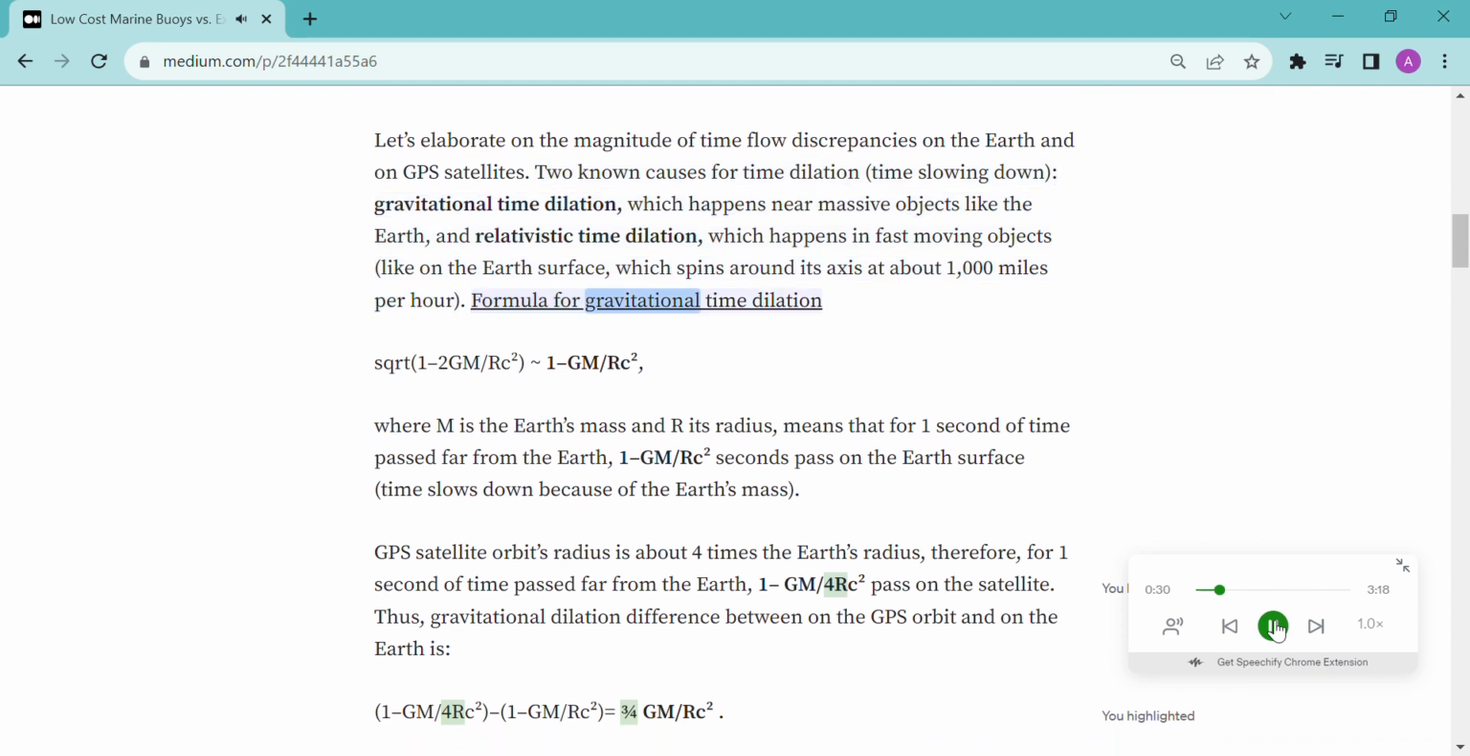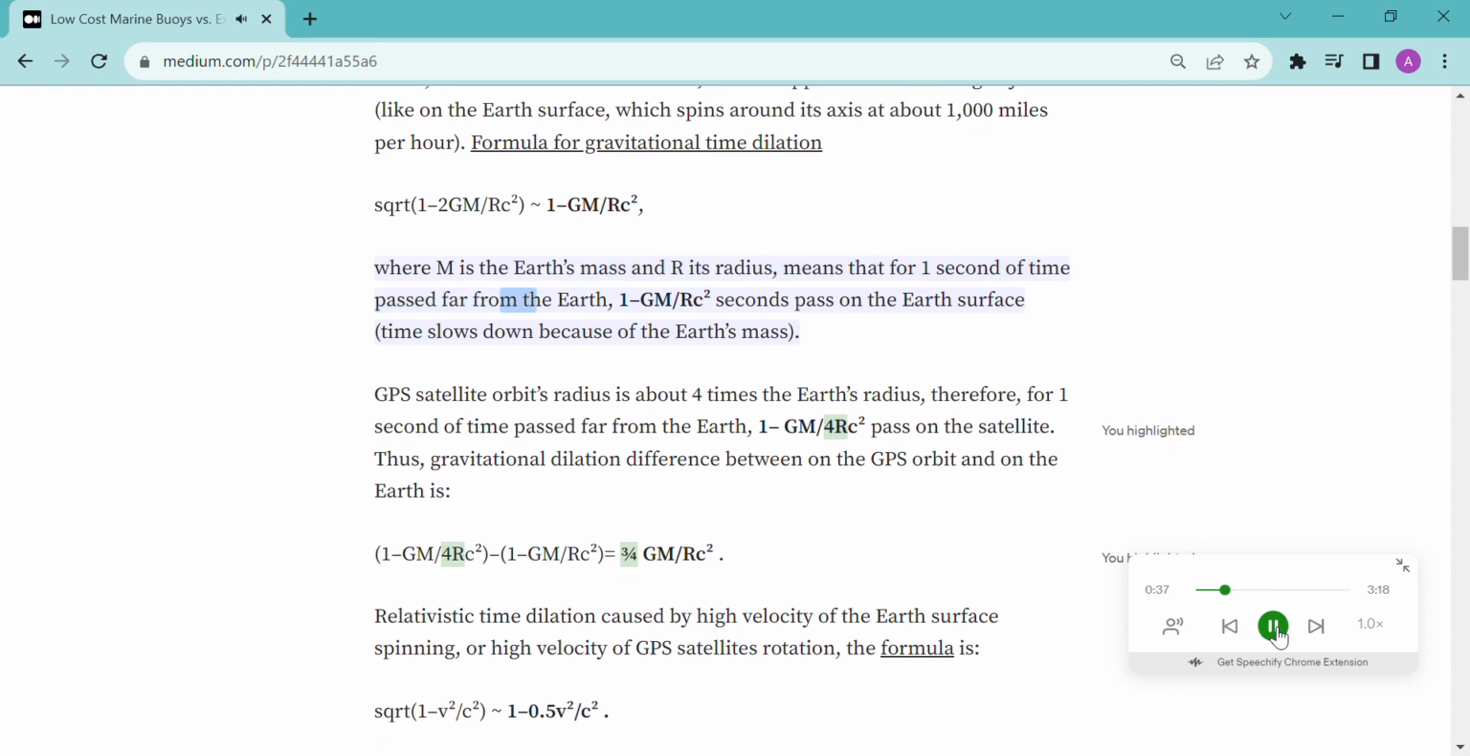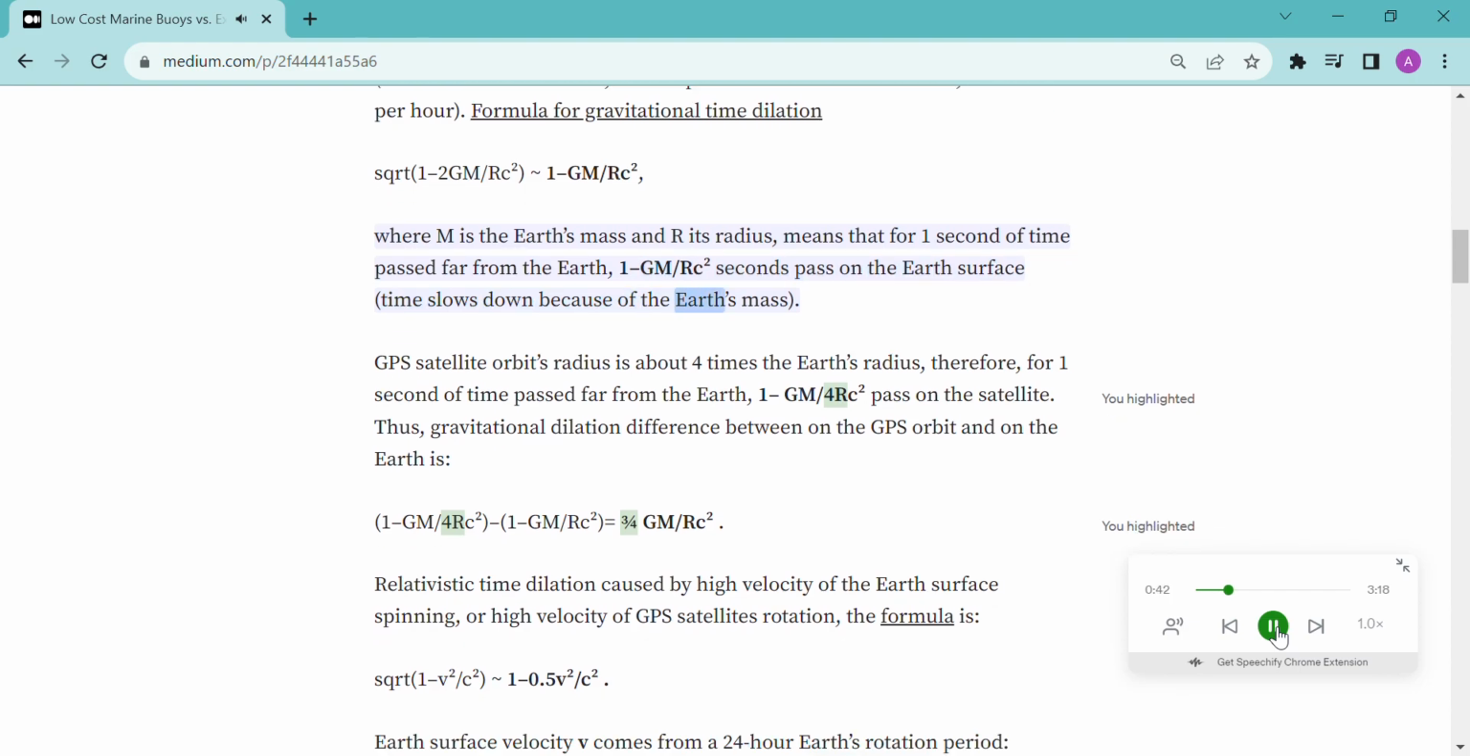The formula for gravitational time dilation, where m is the Earth's mass and r its radius, means that for 1 second of time passed far from the Earth, 1 - GM/rc² seconds pass on the Earth's surface. Time slows down because of the Earth's mass.